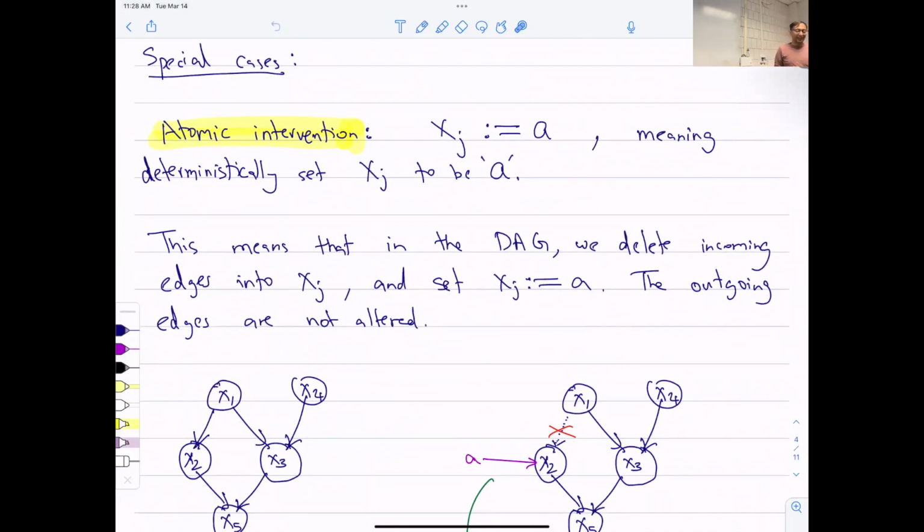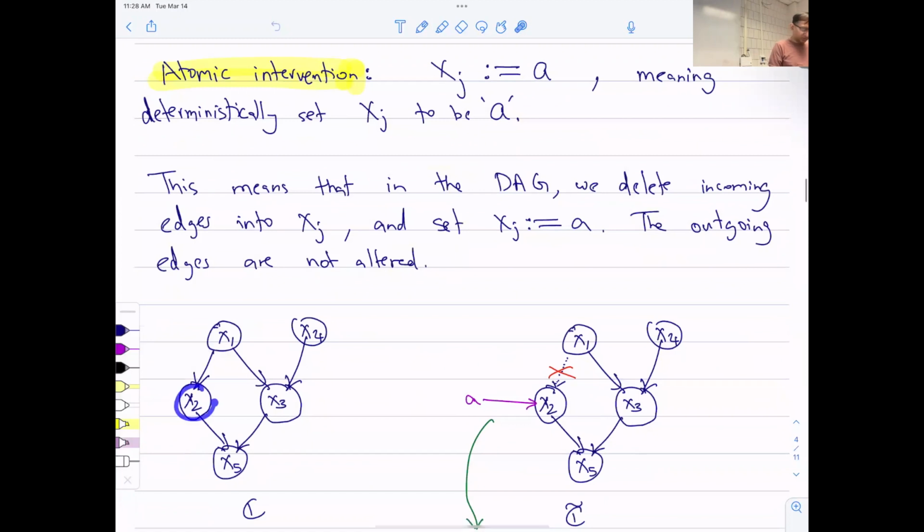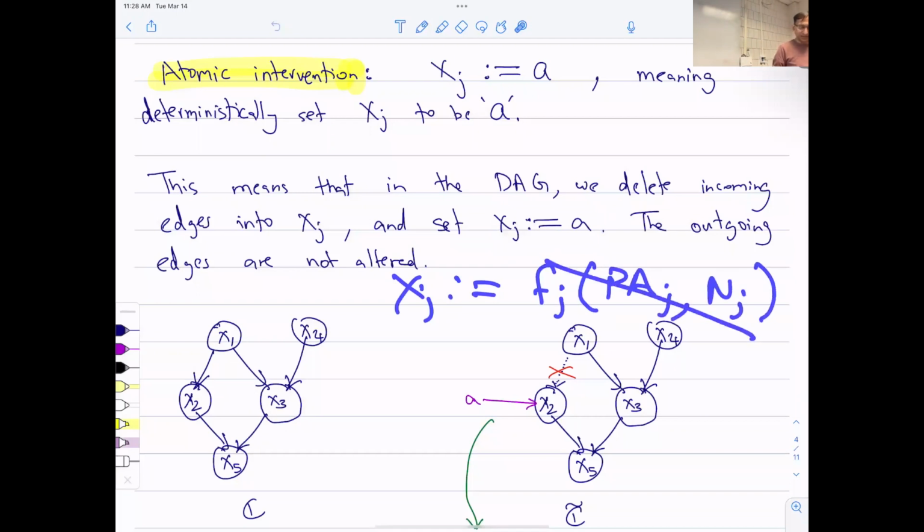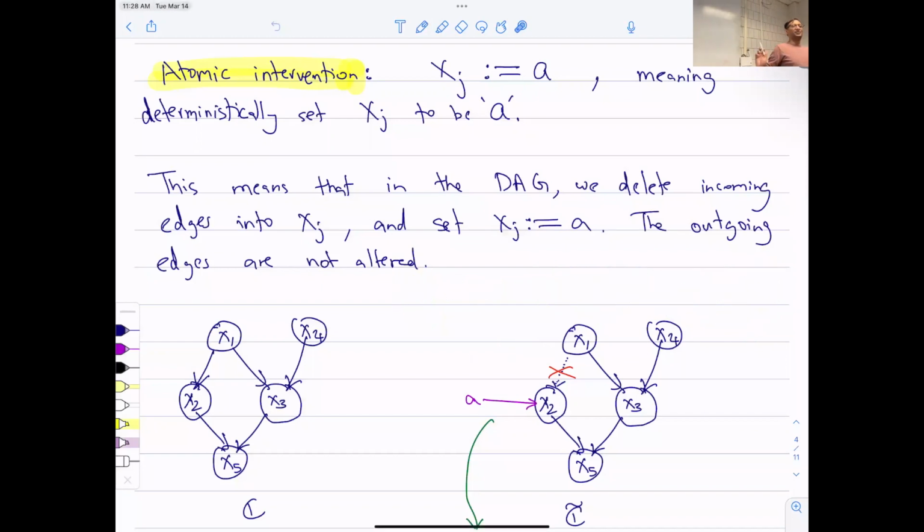The first special case is something called the atomic intervention or a deterministic intervention. It means in the DAG, you take a particular node, say x2, you delete all incoming edges to it, and just set this variable to be a constant value all the time. Okay. So that means in the SEM, you look at the equation of xj. It was previously xj is some fj of its parents, comma nj. We get rid of that and just say it's equal to a constant. That's all it is. So that's called an atomic intervention.